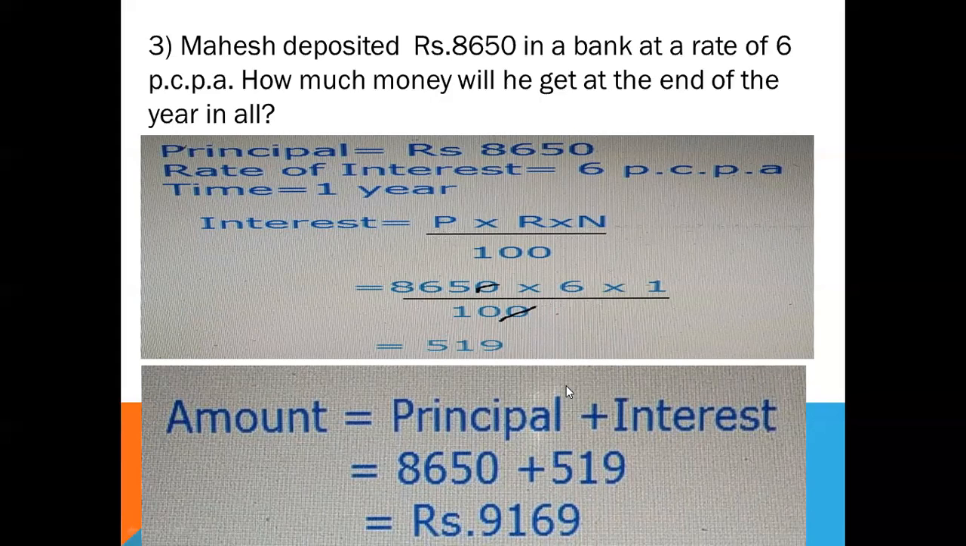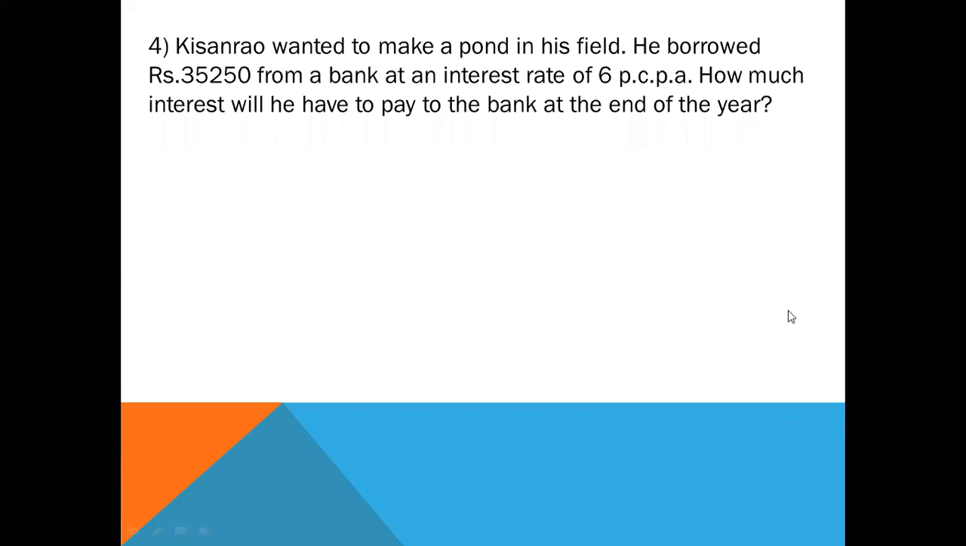Let's see the last example. Kisan Rao wanted to make a pond in his field. He borrowed rupees 35,250 from a bank at an interest rate of 6% per annum. How much interest will he have to pay to the bank at the end of the year? Now, Kisan Rao wanted to make a pond in his field. For this, he required money. So he took a loan from a bank of rupees 35,250, for which he was charged 6% per annum interest. So what will be the interest in rupees he has to pay at the end of the year?